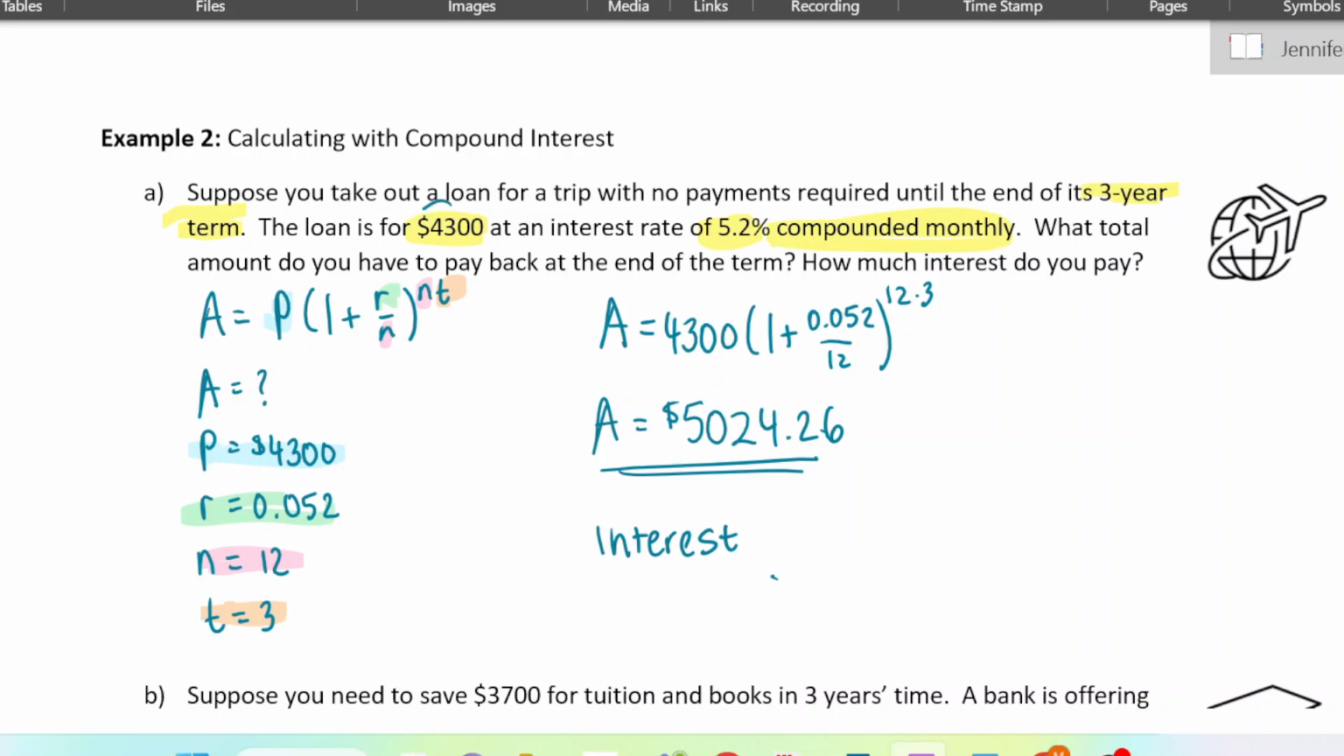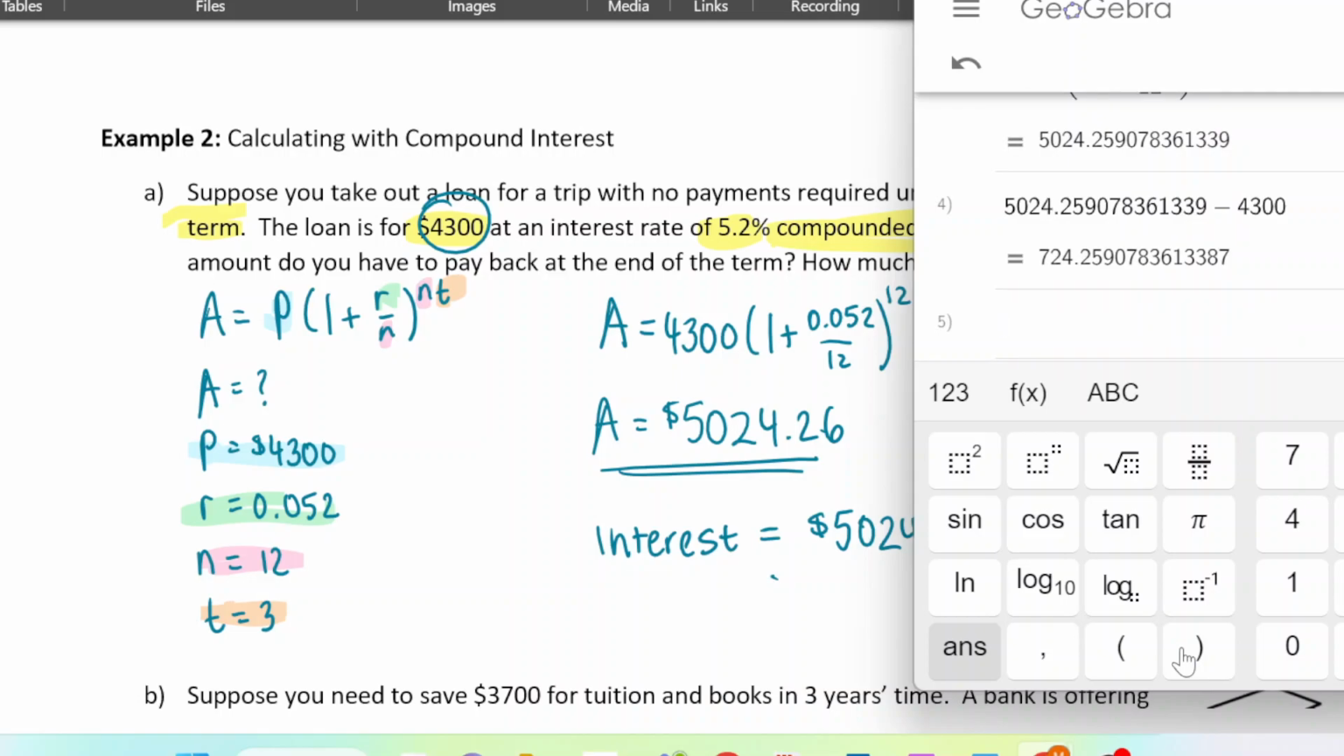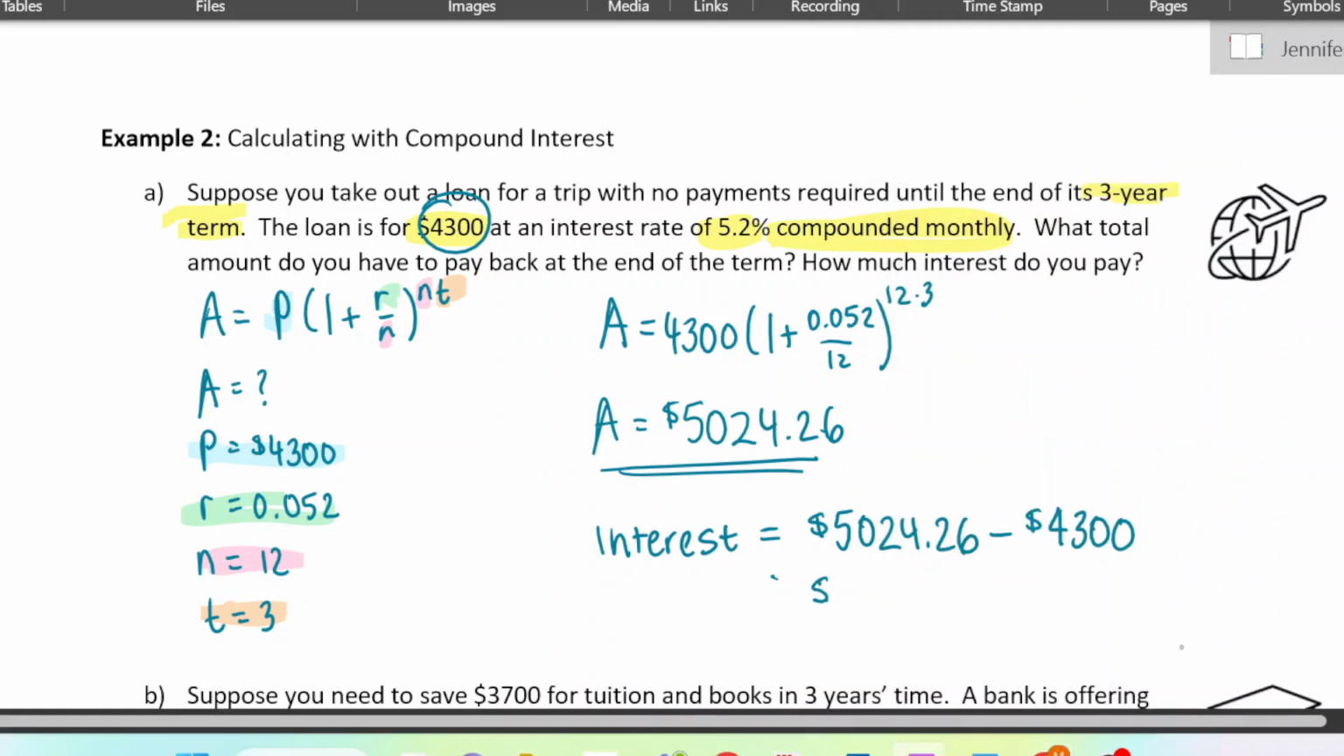So of course we're going to have to pay the $4,300 back, but then we had to pay more than about $700 more. So the interest is going to be the difference between what we paid back at the end minus what we originally took out the loan for. So we can just use that same number in my calculator and just say answer minus 4,300. And let's see what we get. $724.26. So this was the interest.